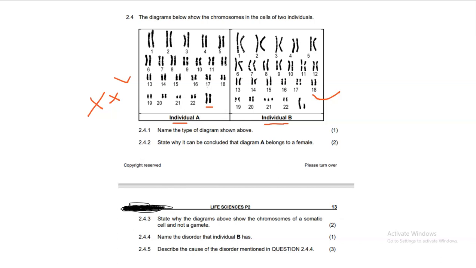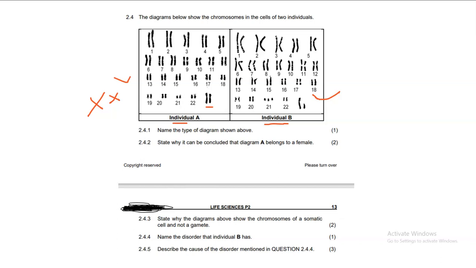So they're asking us to name the type of diagram. Remember, it's a full set, which is the karyotype. In the previous one we did, they were asking for a definition. Here they're asking about the diagram. It's a karyotype, to give you a lovely 1 mark. Then they're asking us to state why it can be concluded that individual A belongs to a female. Remember, it's XX, XY. So we can see that it's the same chromosome. Because it's the same, A will be a female, because they've got the same number 23 chromosomes. That's 2 marks. Oh, okay, that's nice.